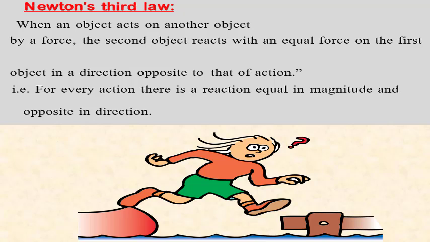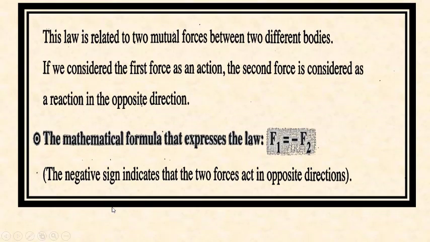If you look at this picture, this girl will push off or jump onto another boat. So when she jumps with the first step like that, the first boat will move down, and this one moves up, as action and reaction. This law is related to two mutual forces between different bodies. If you consider the first force as an action and the second force as a reaction in the opposite direction, the mathematical formula can be expressed by F1 equals negative F2. The negative sign indicates that the two forces act in opposite directions.